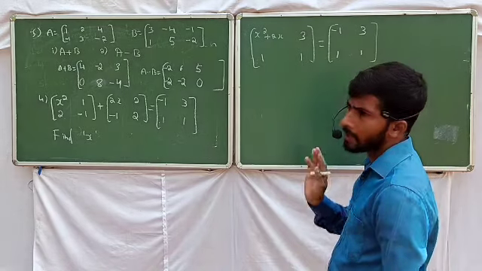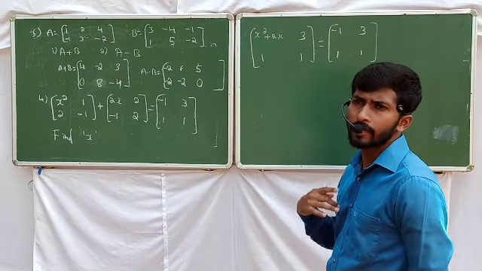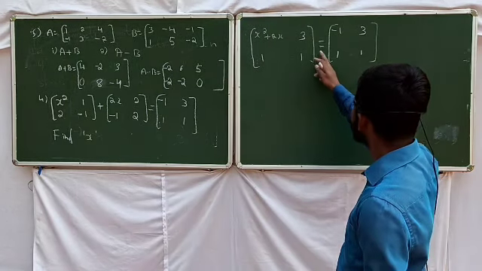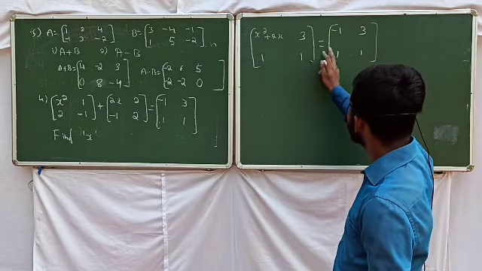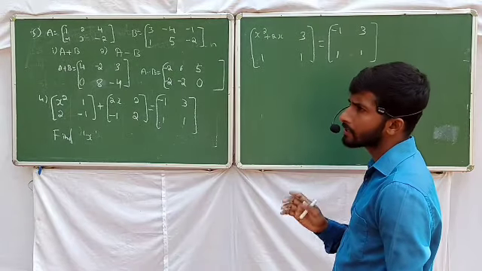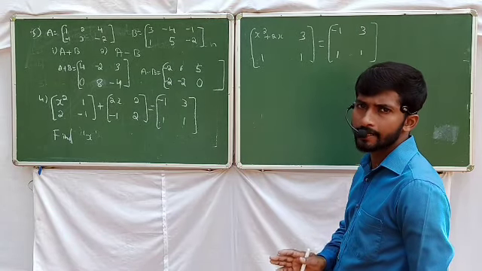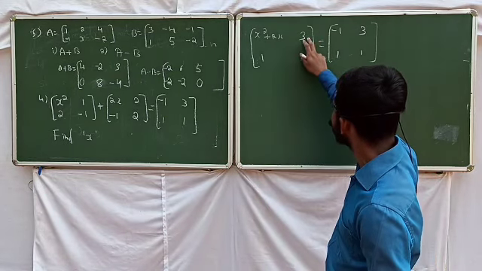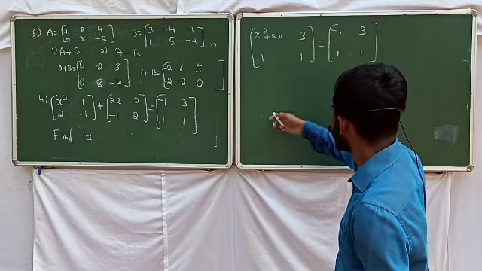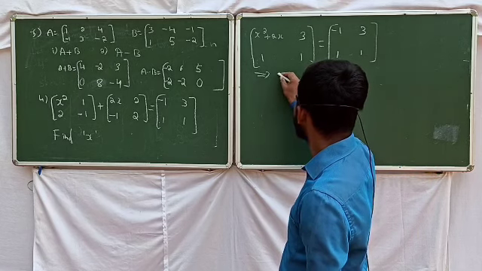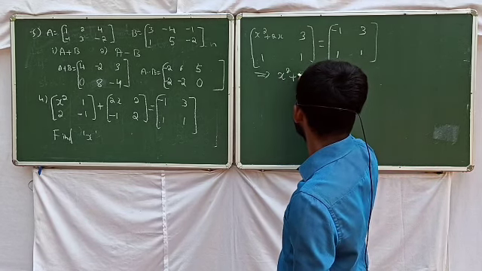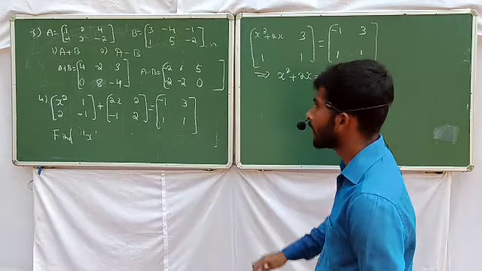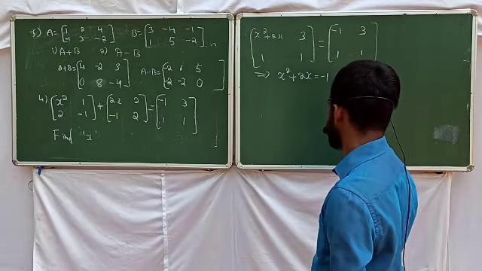Now apply the condition. We need not verify whether they are equal or not. That condition is already given in the question: matrix A is equal to matrix B. Just apply the condition. Their corresponding elements are equal. You can observe, 1 1 1 1 3 3 is there. All these elements are equal. This implies x square plus 2x equal to minus 1, right? First element is equal to first element.